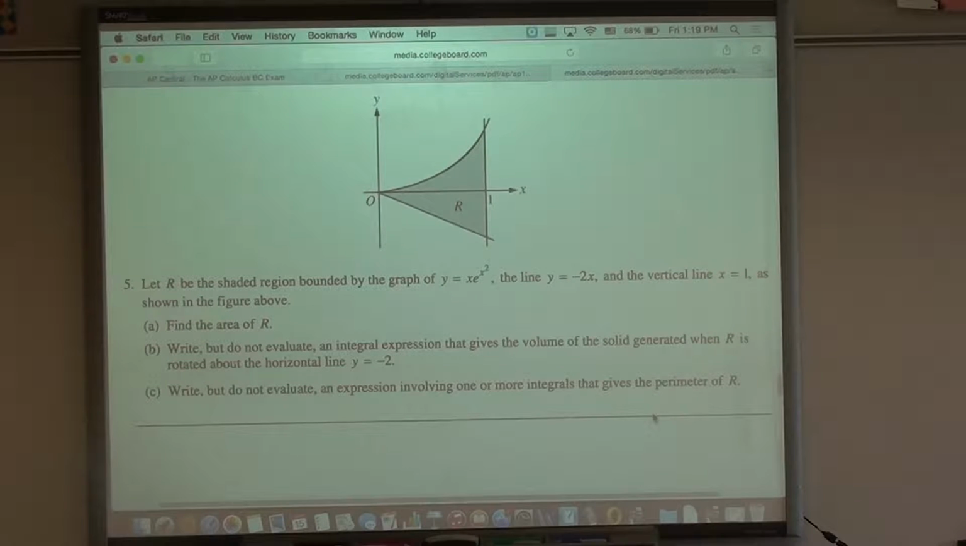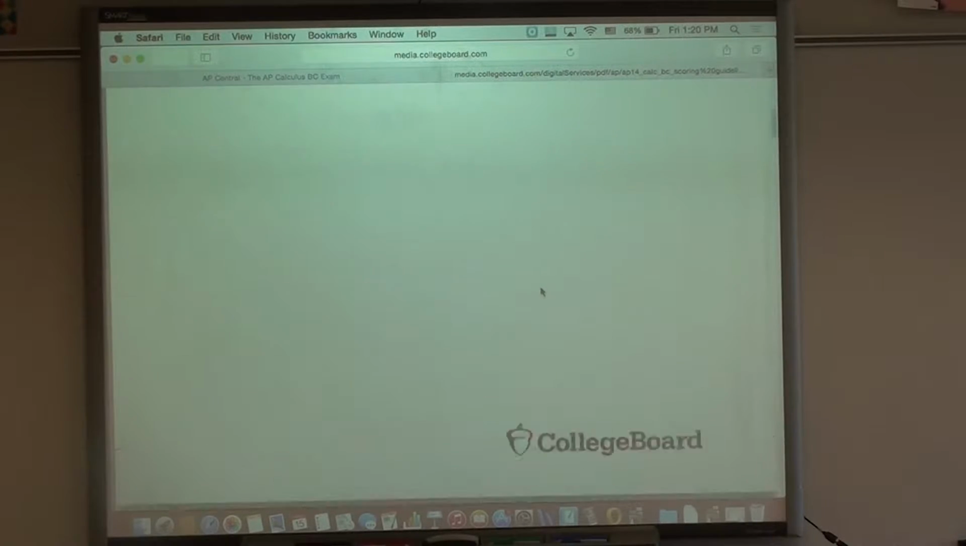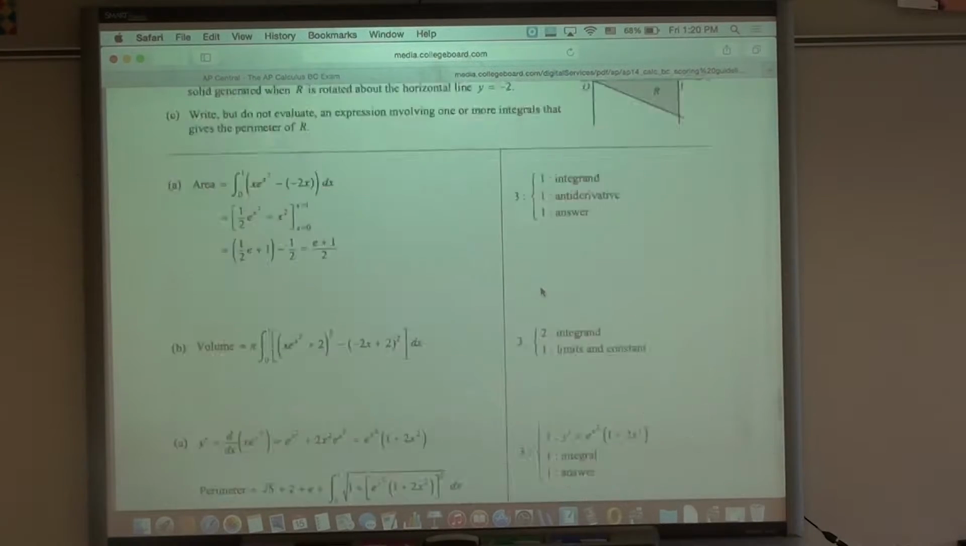Let's walk through it. For our warm-up today, it was a nice area, volume, arc length problem. I'm going to go to the scoring guidelines.